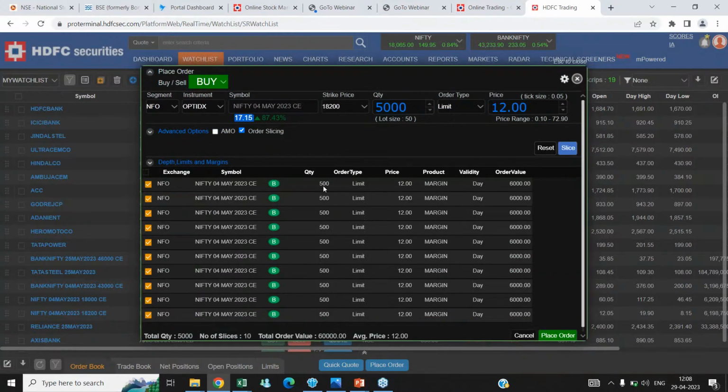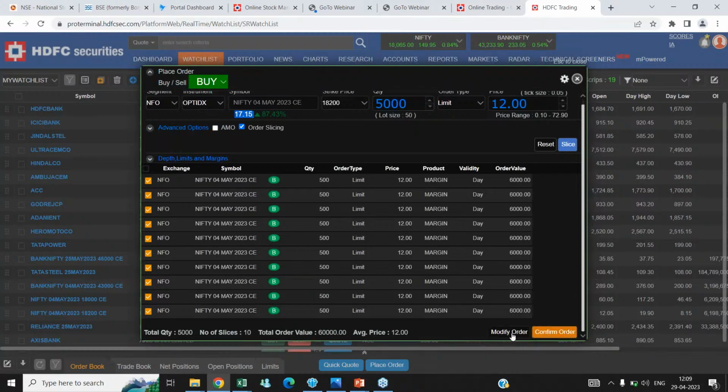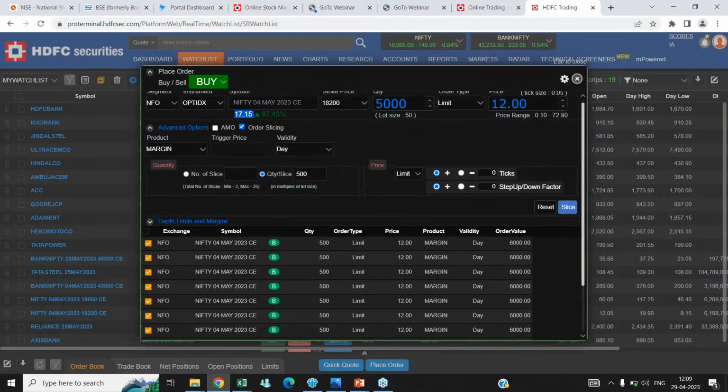Once you click on slice, you will be able to see that all 5,000 shares have been divided into 500 shares per lot, and 10 orders will go to the exchange. Once you place this order and confirm, your order will be sent to the exchange, and once the price comes, your order will be executed. But to use this functionality, first transfer your funds from your bank account to your trading limit. The margin required if you want to buy 5,000 shares at 12 rupees is approximately 62,000 rupees, including tax. First you need to transfer that fund, and only then can you execute this.